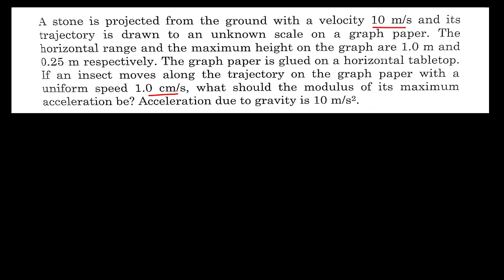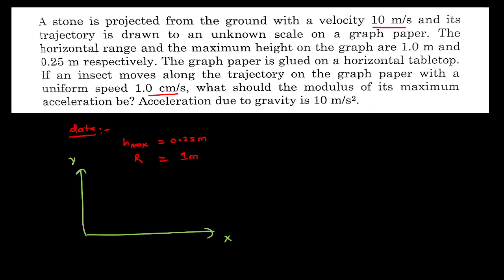So going through the question, I hope you would have got some basic idea of the data given here. By just looking at the information, h maximum on the graph sheet is 0.25 meters and range on the graph sheet is 1 meter. So if this is happening on the graph sheet, basically we are plotting a graph sheet. Let me consider this is a graph sheet. This is our x-axis and y-axis. The x-axis, let me say, horizontal, and the y-axis obviously vertical.